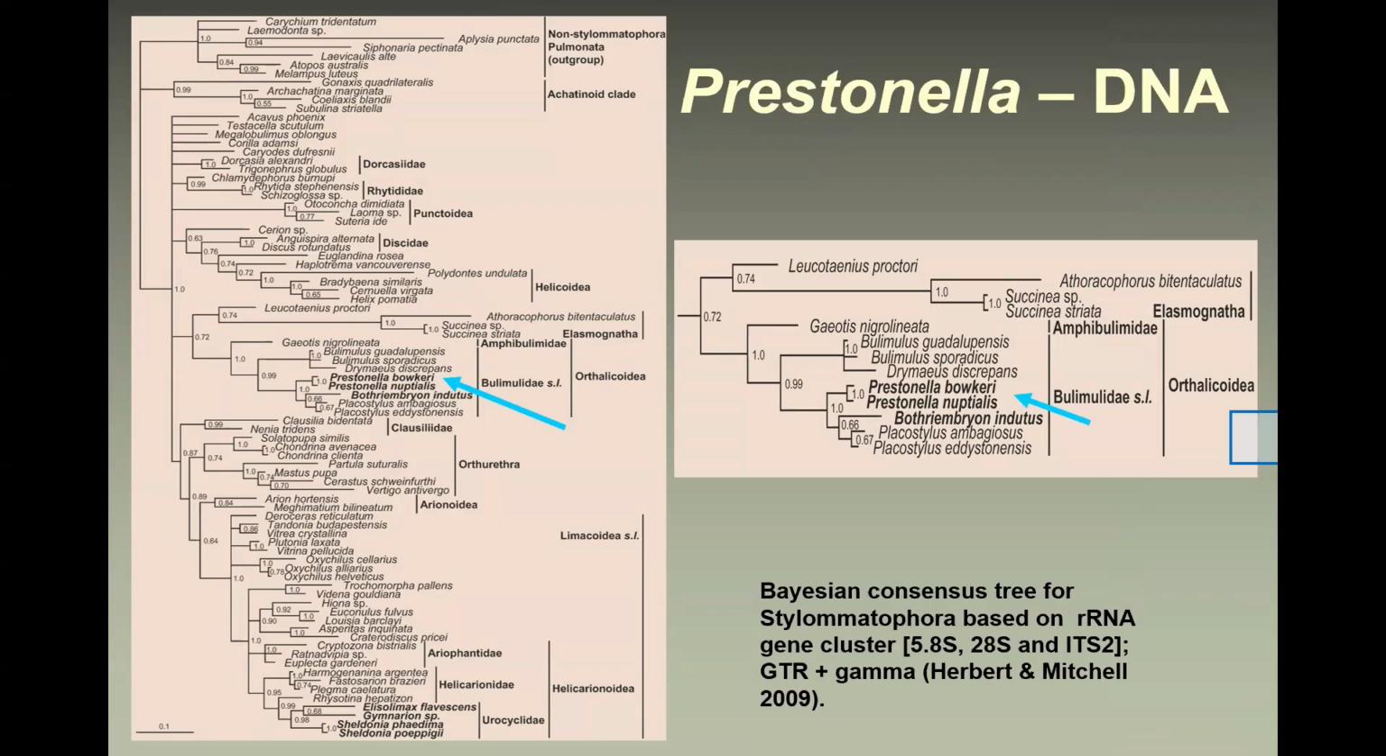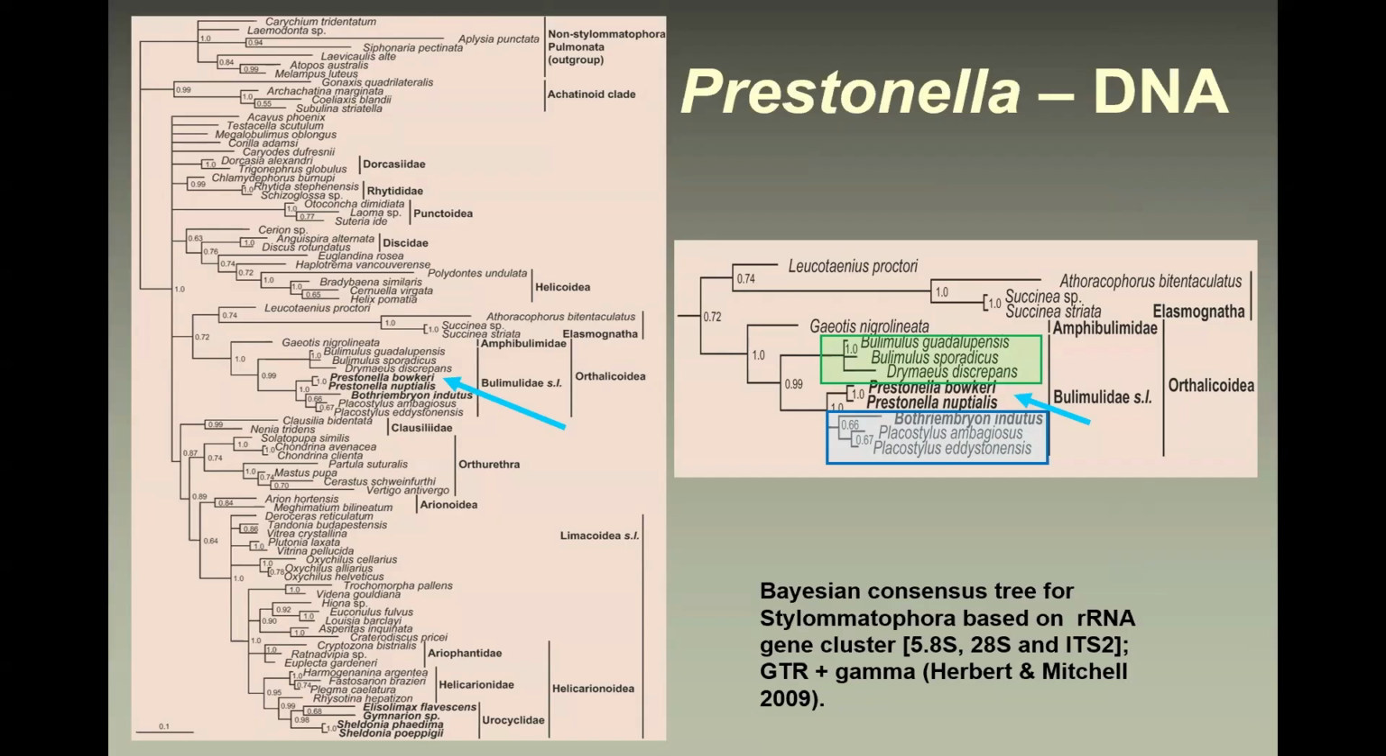Prestonella, arrowed there, next to Bothriembryon indutus and two species of Placostylus. Placostylus are those large snails from northern New Zealand and Melanesia and so on. And Bothriembryon is an Australian genus. And next to that, another clade is of Bulimulus, which is an old South American species.